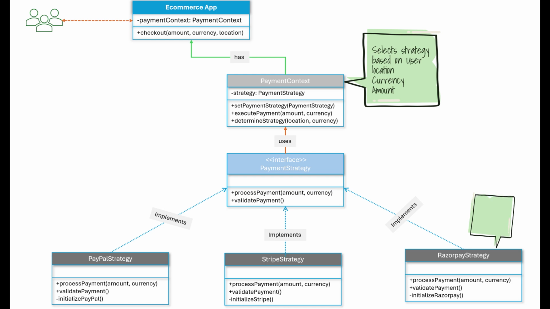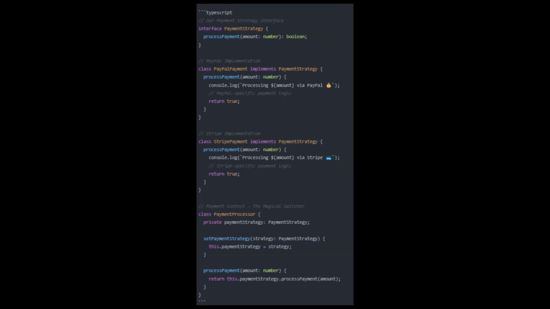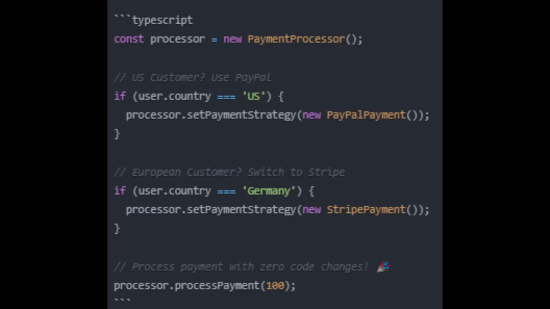When someone from India shows up, boom, Razorpay is ready to roll. US customer? PayPal's got their back. European shopper? Stripe slides right in. The best part? Your code stays clean, your customers stay happy, and you look like a total pro.